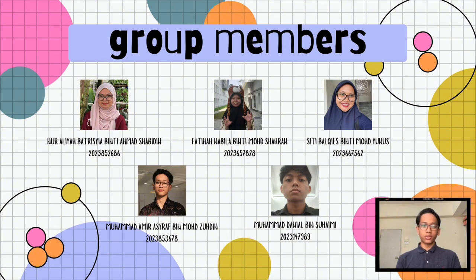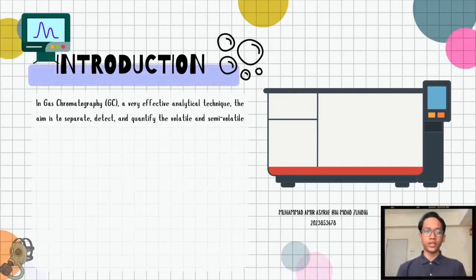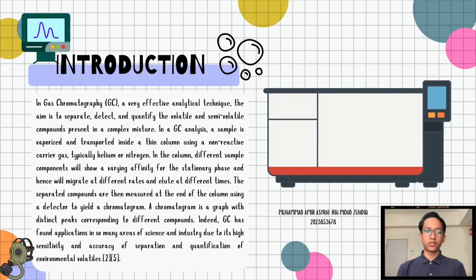Now, we will proceed to the introduction of gas chromatography. Before we dive into the details, let me briefly explain what gas chromatography or GC is. GC is a highly effective analytical technique used to separate, detect, and quantify volatile and semi-volatile compounds in complex mixtures. In a GC analysis, the sample is vaporized and carried through a thin column by an inert carrier gas, usually helium or nitrogen. Inside the column, different compounds interact differently with the stationary phase, which causes them to move at different rates and elute at different times. These separated compounds are then measured at the end of the column, producing a chromatogram, a graph where each peak corresponds to a different compound.